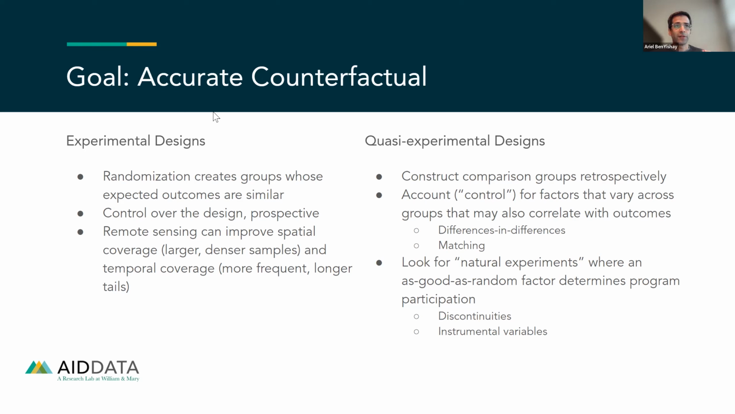In experimental versions, we're going to rely on the randomization to create the groups whose expected outcomes are similar. These cases are going to give us direct control over the design, but that also means we can only really do them prospectively. The main thing I want to say about experimental designs today is that the remote sensing aspect of what we're talking about can dramatically improve the spatial coverage by giving us larger and denser samples, and the temporal coverage, including more frequent observations, but also longer tails, so letting us capture longer term outcomes from RCTs.